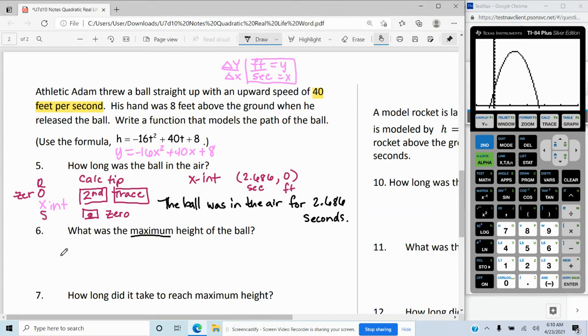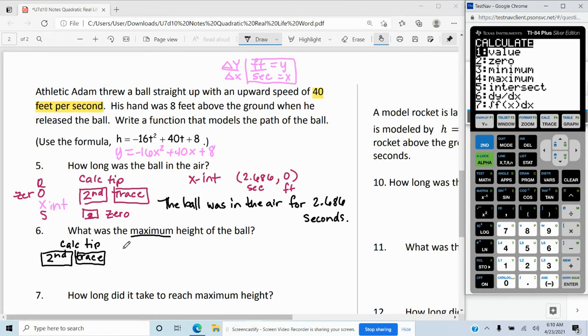So our calculator tip is going to be second trace. Second trace is your friend. So you're in the graph, right? You hit second trace, and I'm going to put here 3, that's for minimum, and 4 if you want maximum.